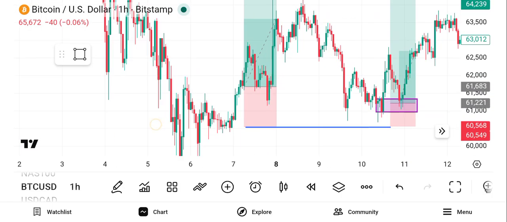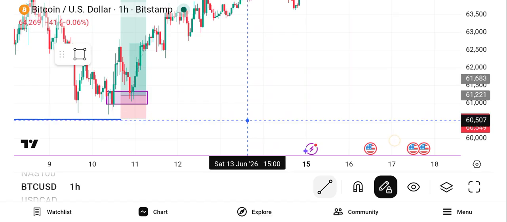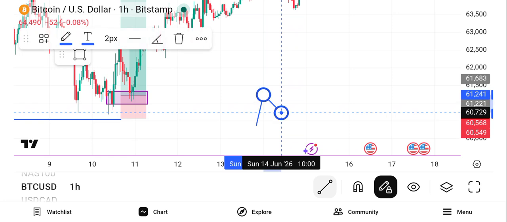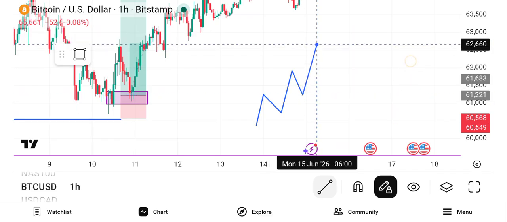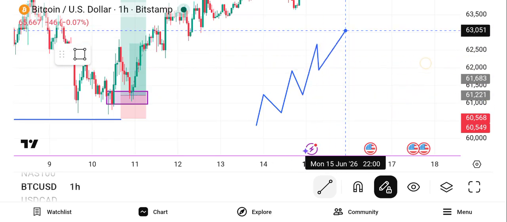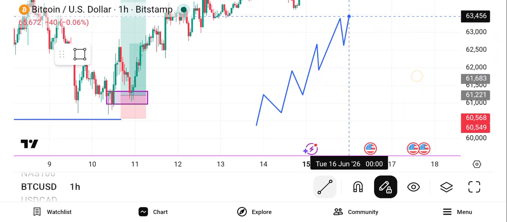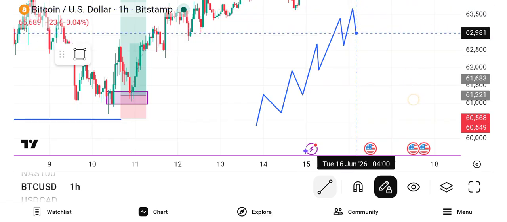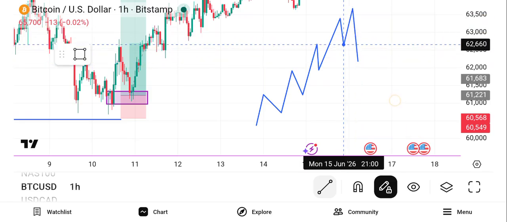Alright, so let me quickly explain what market structure shift is all about. Right now, if the market is trending up, creating a series of higher highs, higher lows, higher highs, higher lows, and then instead of the market creating another higher low after a higher high, it breaks below the previous higher low. It breaks below this low.